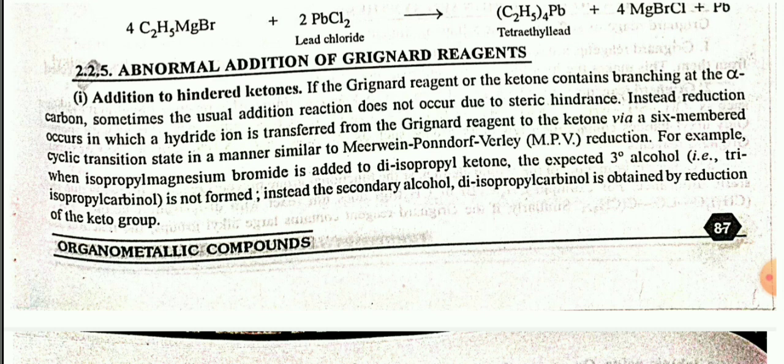Meerwein-Ponndorf-Verley (MPV) reduction. For example, when isopropyl magnesium bromide is added to diisopropyl ketone, the expected 3-degree alcohol, that is triisopropyl carbinol, is not formed. Instead, the secondary alcohol, diisopropyl carbinol, is obtained by reduction of the keto group.